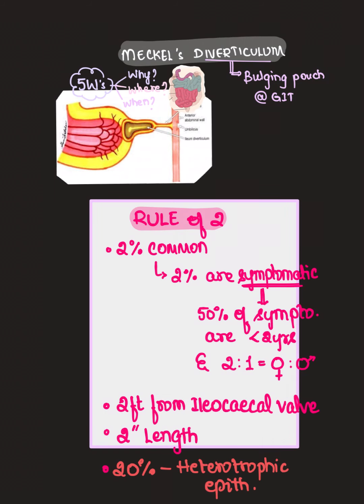Rule of 2 in case of Meckel's diverticulum. So it is seen in 2% of the population, and only 2% of the cases are going to be symptomatic, while the rest are asymptomatic. Out of the symptomatic ones, half are going to be children, that is, less than 2 years, and it is more commonly seen in males than in females, and it is 2 feet from the ileocecal valve and is going to be 2 inches in length, and 20% of the cases will have heterotopic epithelium like gastric or pancreatic epithelium.